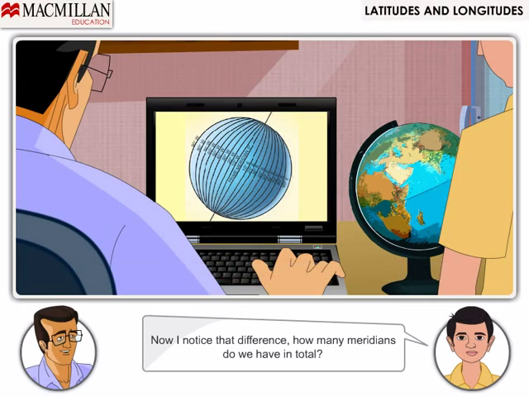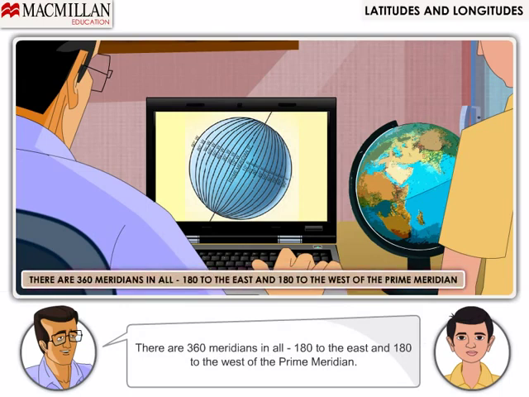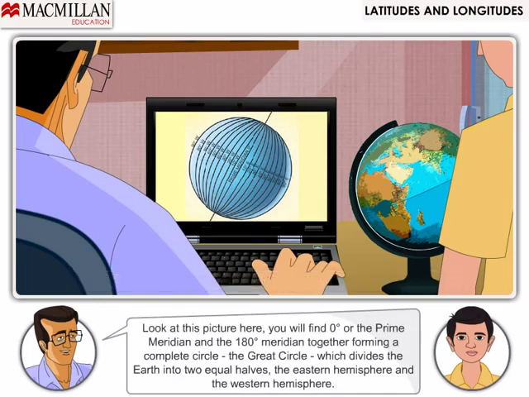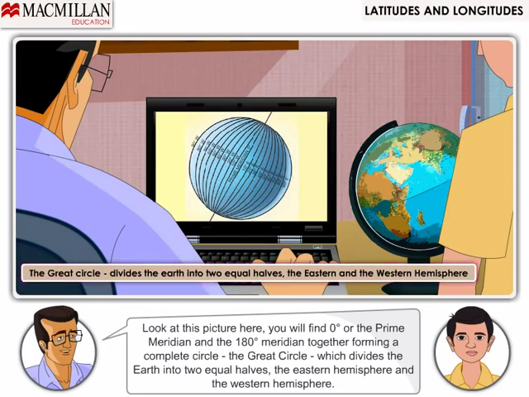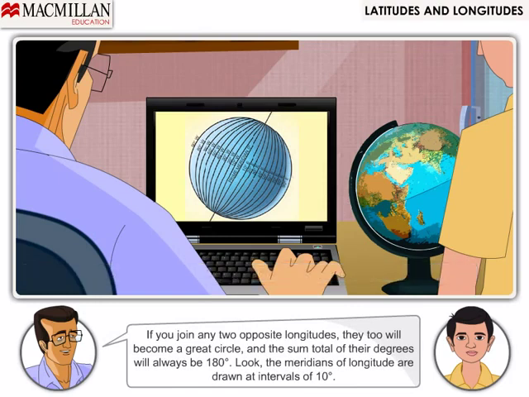How many meridians do we have in total? There are 360 meridians in all, 180 to the east and 180 to the west of the prime meridian. Look at this picture here. You will find the 0 degree or prime meridian and the 180 degree meridian together forming a complete circle, the Great Circle, which divides the Earth into two equal halves, the eastern hemisphere and the western hemisphere. If you join any two opposite longitudes, they too will become a great circle, and the sum total of their degrees will always be 180 degrees.